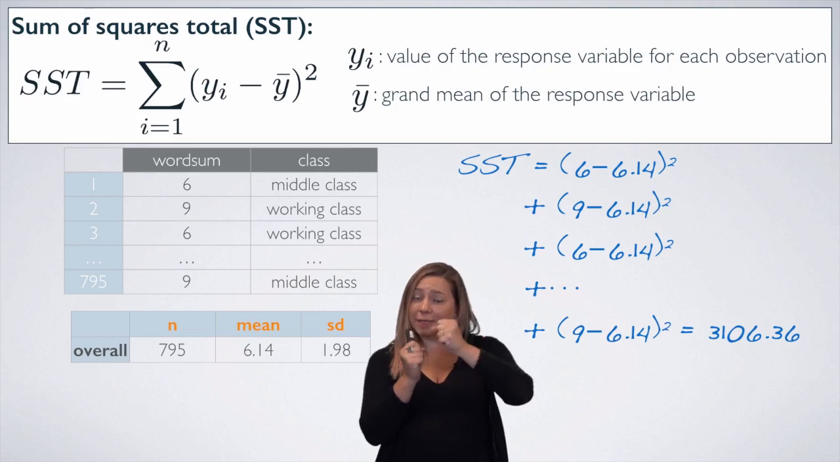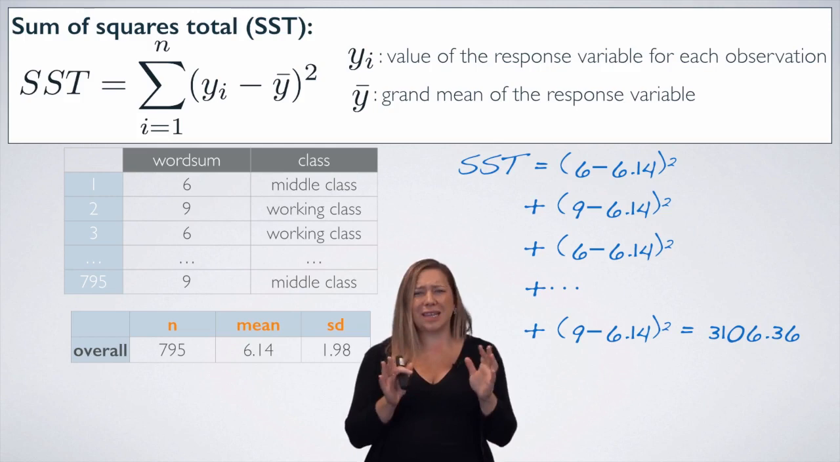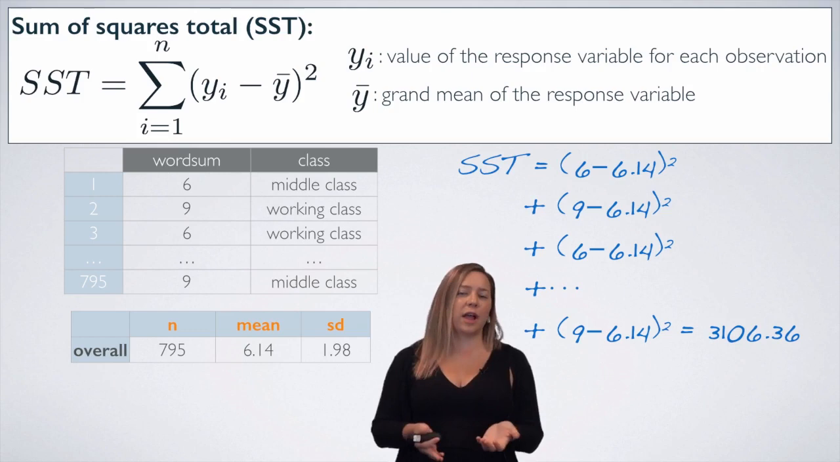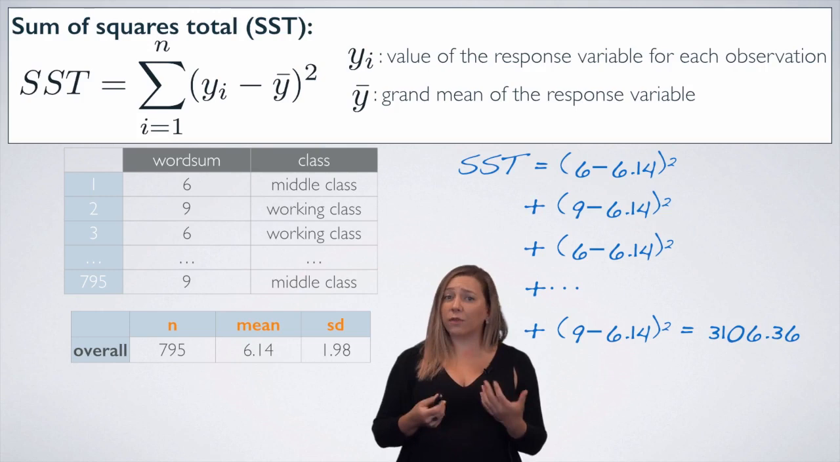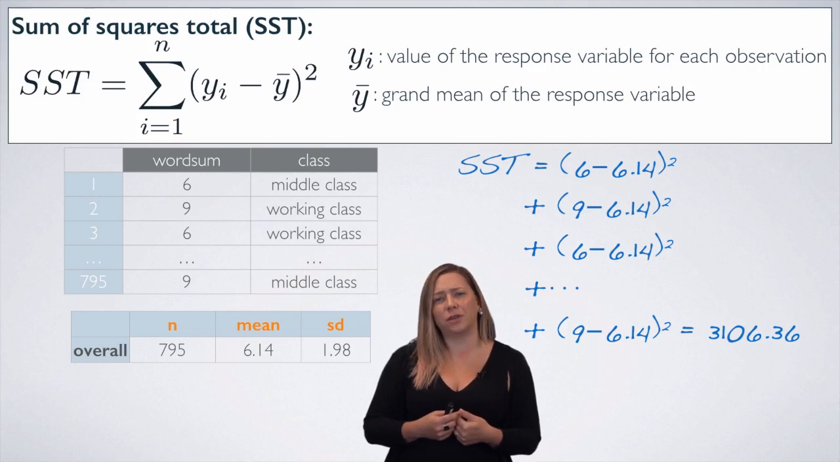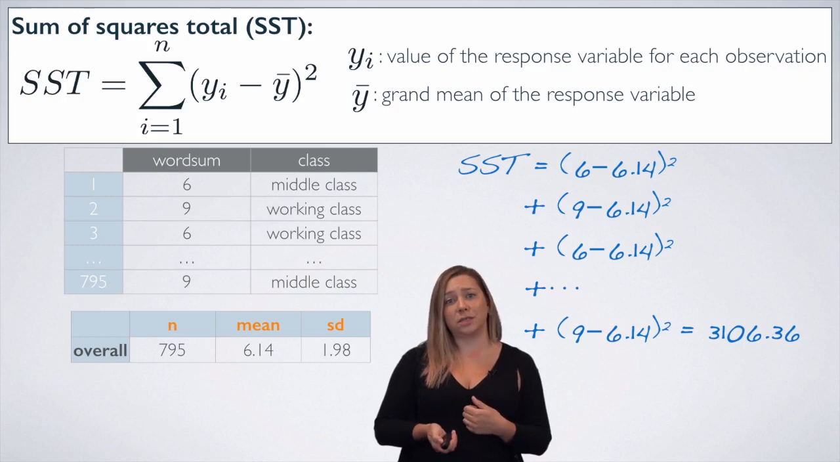As an aside, we can see that this is an awfully tedious calculation to do by hand, and hence for ANOVA, we usually rely on software to do the calculations for us. So the calculations we're going to present in this video are for illustrative purposes and for introducing the concepts, but you'll likely never have to calculate these by hand. You still need to understand what they mean so that you can interpret your analysis, though. Next, let's talk about the sum of squares group, SSG.